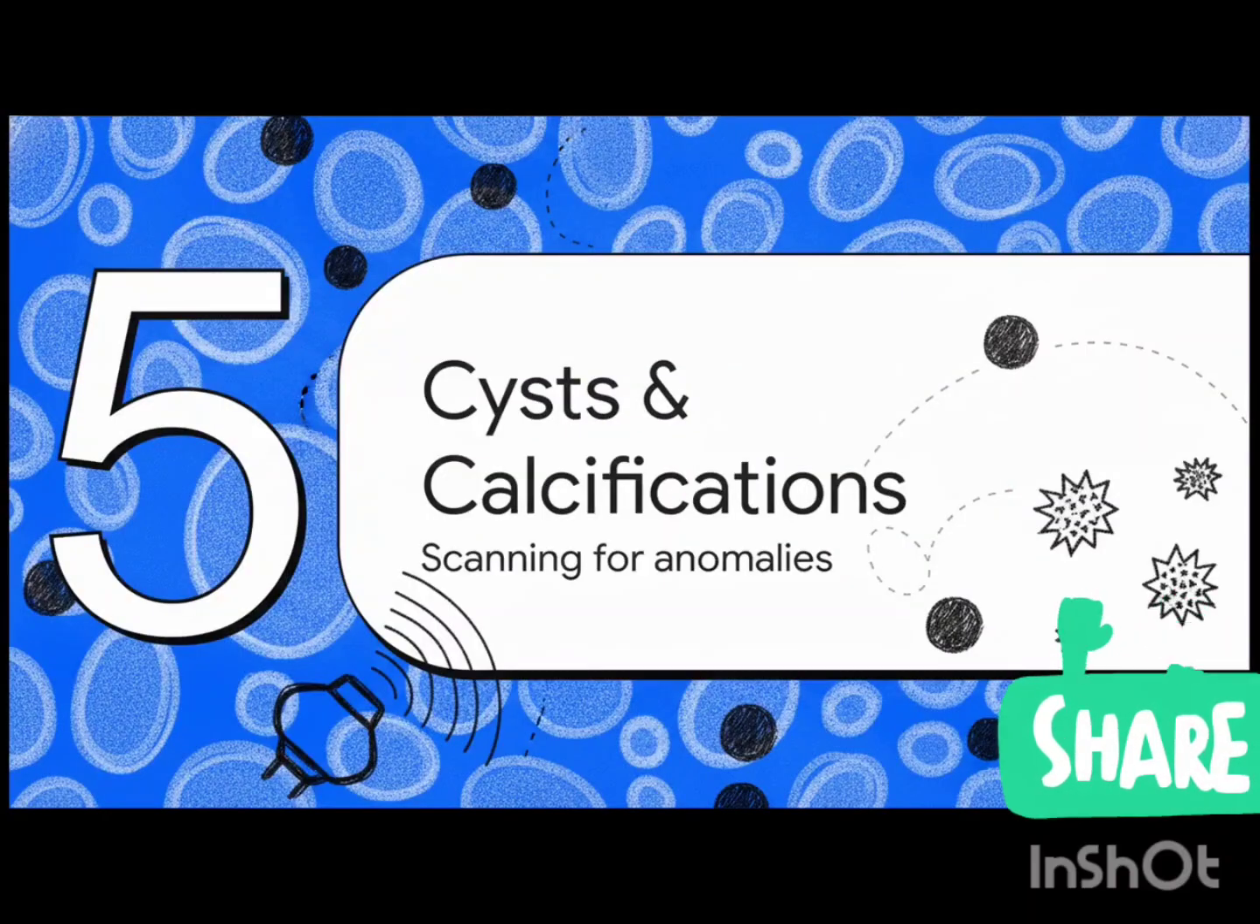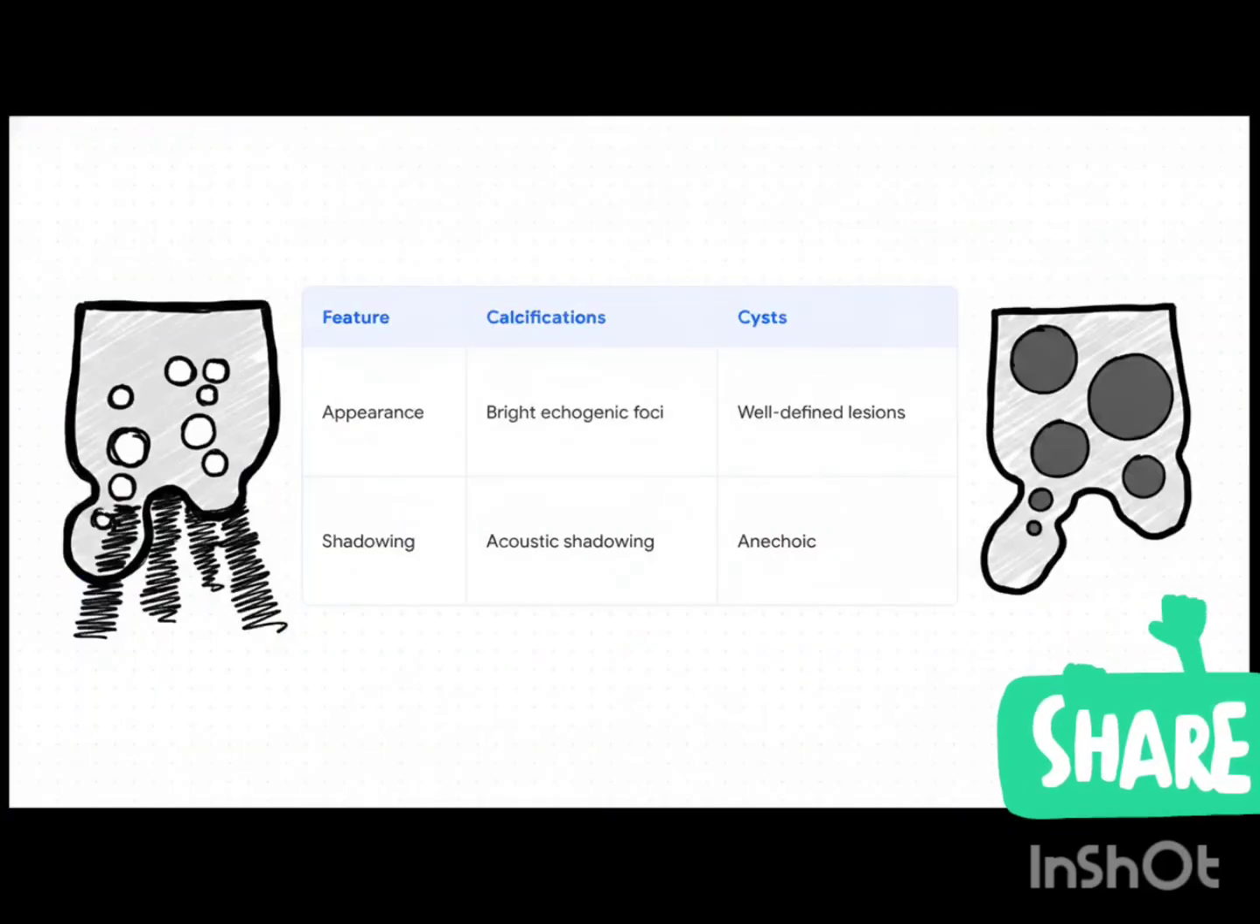Aside from structural enlargement, sonographers are also actively scouring the tissue for secondary visual anomalies. Which brings us to Part 5, spotting cysts and calcifications. When we're scanning the monitor, we might stumble across two very distinct types of focal abnormalities, and they look completely different from one another. Prostatic calcifications show up as these bright, glaring spots, clinically referred to as bright echogenic foci. Because sound waves literally cannot pass through these dense little stones, they often leave a dark, shadowy trail right behind them, which is known as posterior acoustic shadowing.